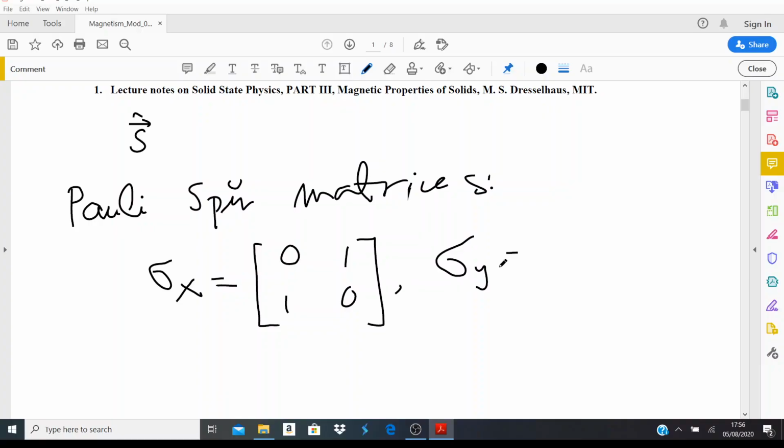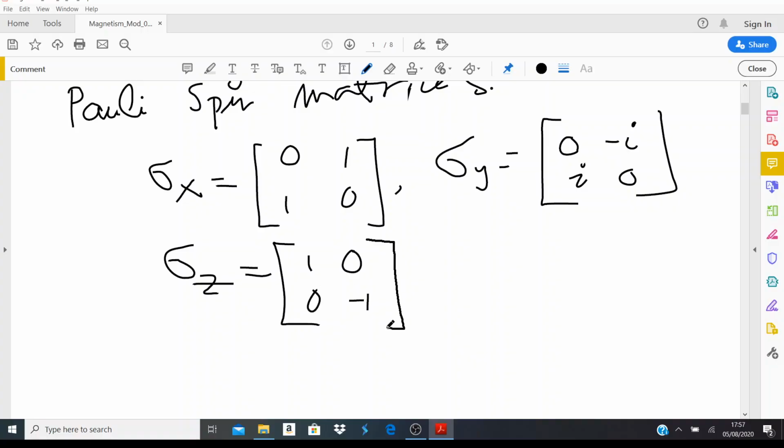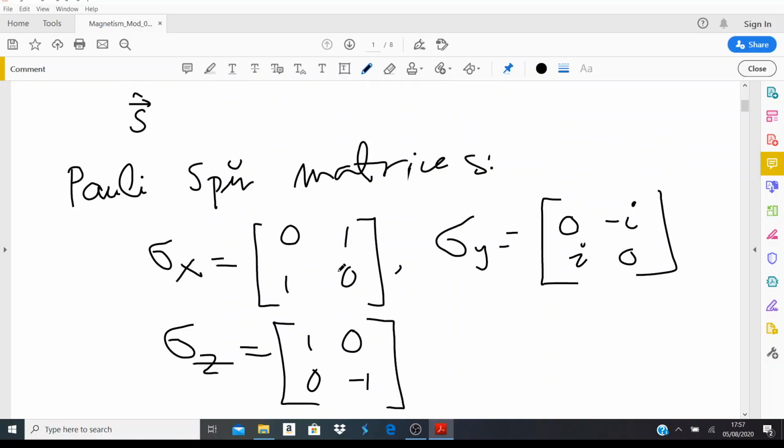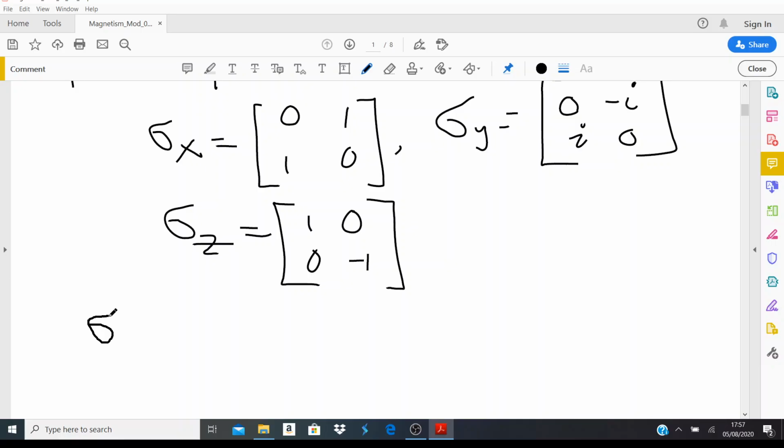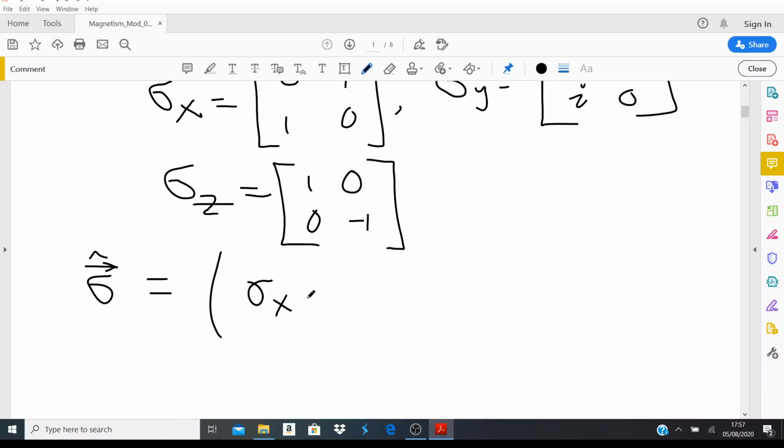We have another one, sigma y, which is 2 by 2, and this is 0, minus i, i, 0. And as sigma z we have 1, 0, 0, minus 1. So these are three 2 by 2 Pauli spin matrices. So we can form a spin vector operator from these three matrices. So this sigma operator will have three components: sigma x, sigma y, and sigma z.